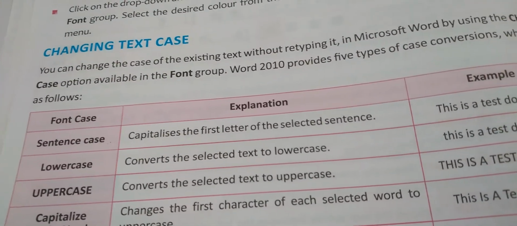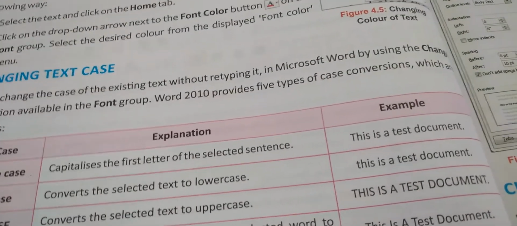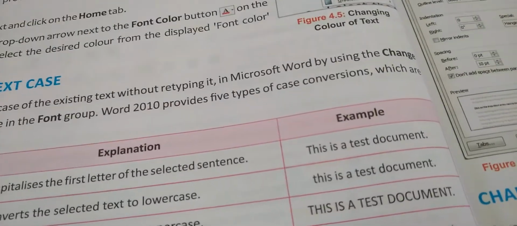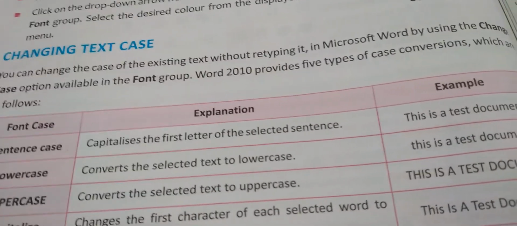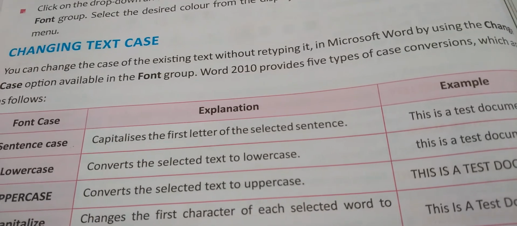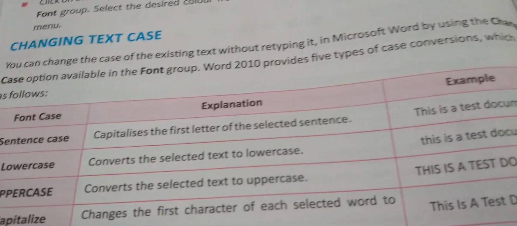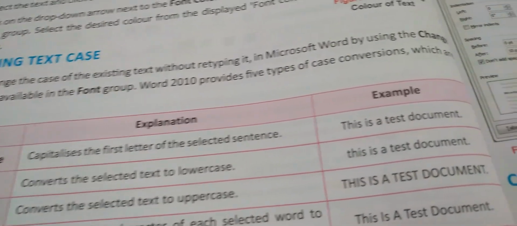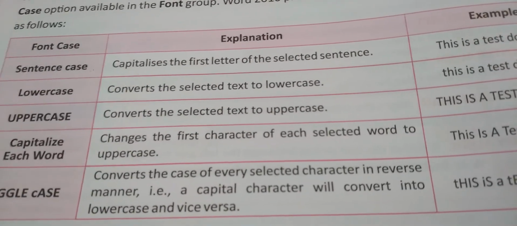You can change the case of existing text without retyping it in Microsoft Word by using the change case option available in the font group. Word 2010 provides 5 types of case conversions, which are as follows. First, let us see the first case, that is sentence case.